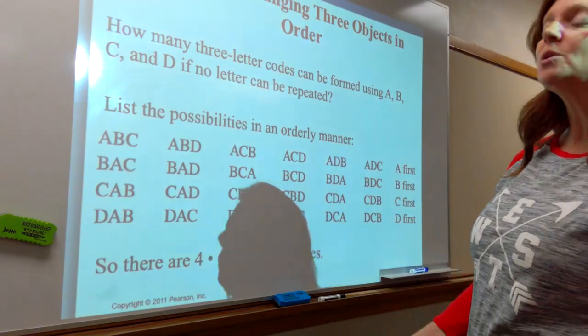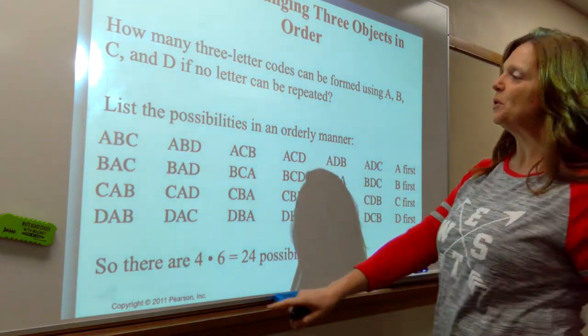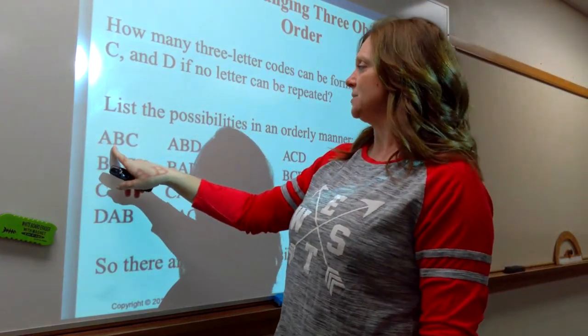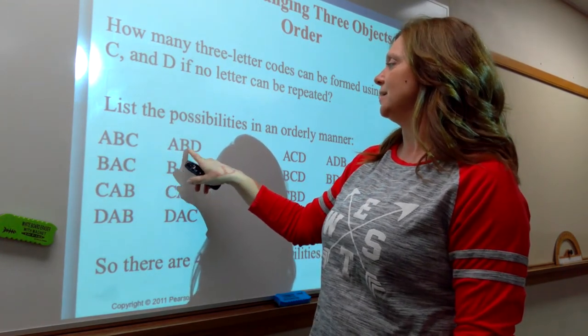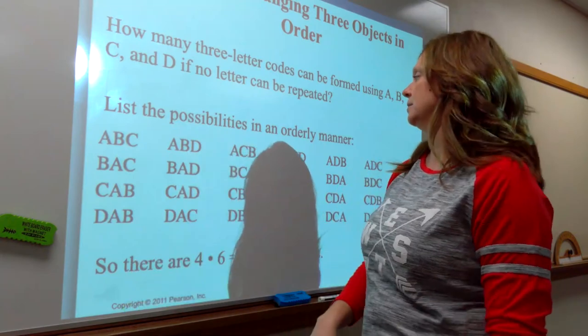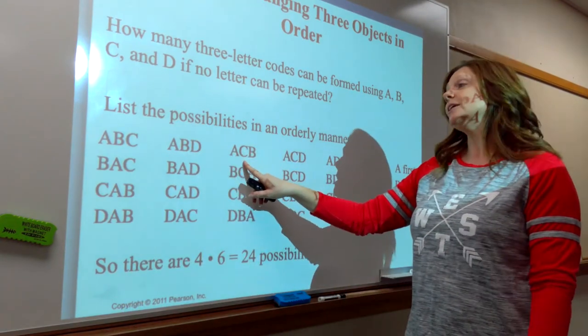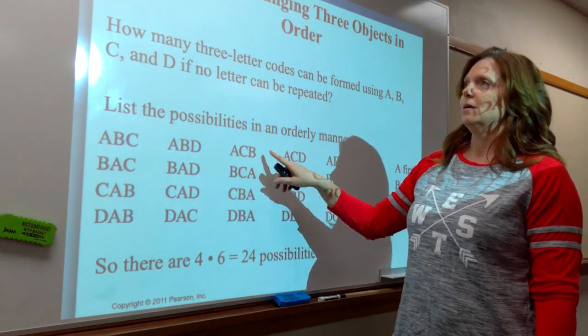So, of course, you can just kind of count them out. So what if I put A first, B second, then I could put C. If I do A first, B second, then I could do D. I can't repeat anything. So then I could do, what if I did A and C first, and then B? A and C, then D.